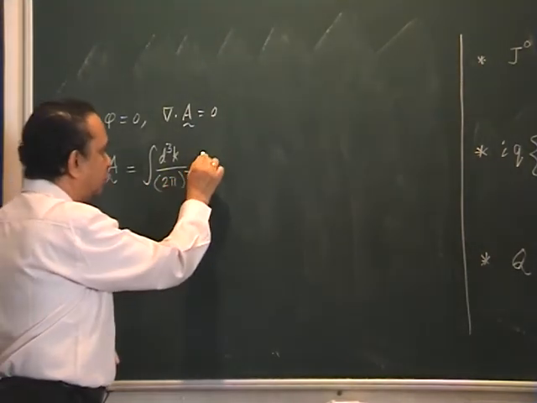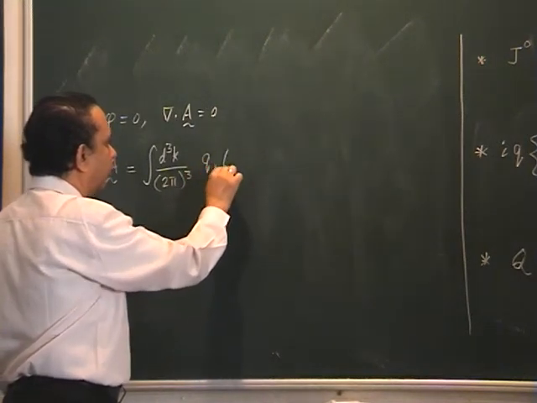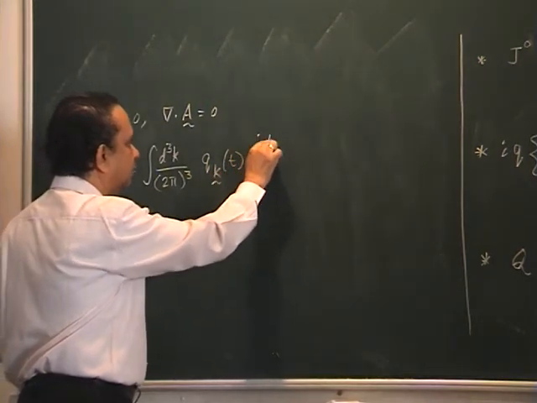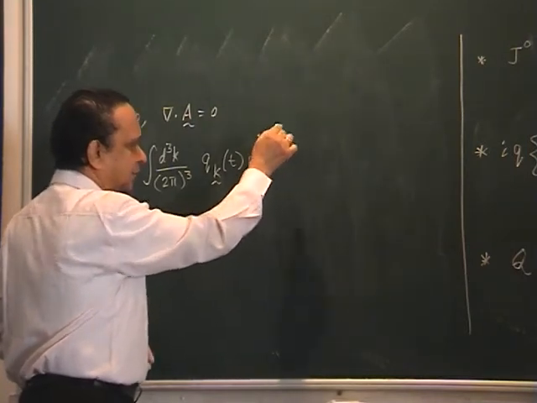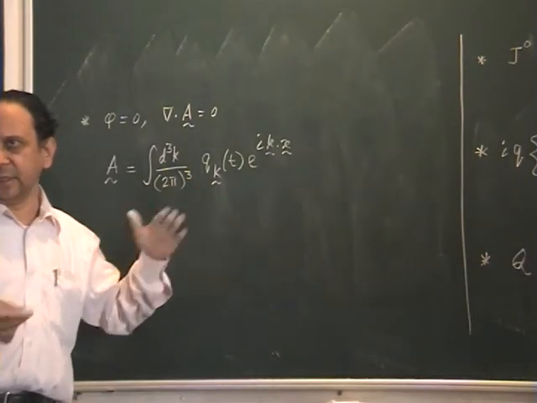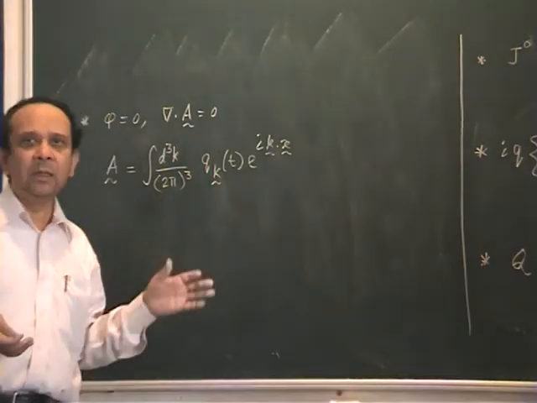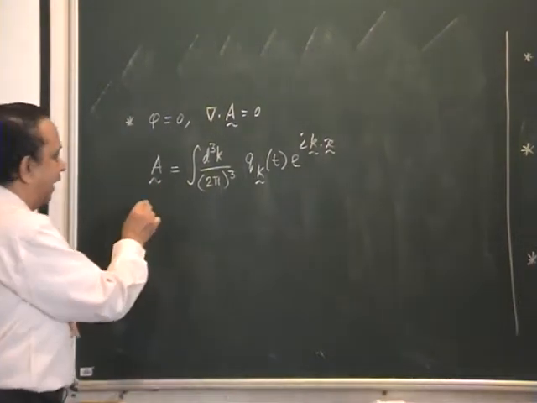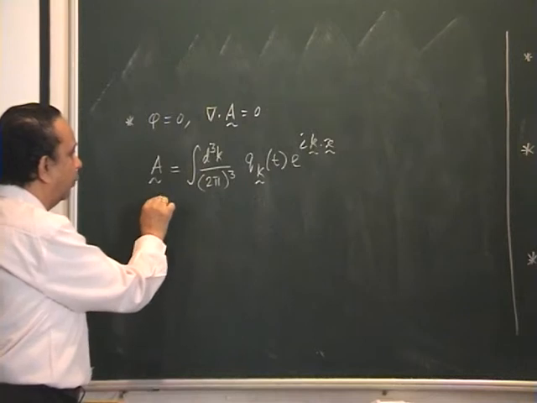Let us introduce as usual q_k(t) e^{i k·x}. And for the same reasons as for the scalar field, I am not going to worry about the fact that this is not a real quantity, because we know how to handle it. Eventually it can be decomposed into real and imaginary parts, but even otherwise it will take care of itself. So what is A dot? A dot and curl of A are easy to write down.